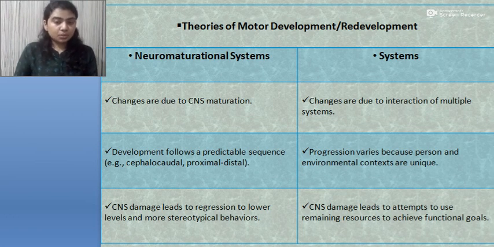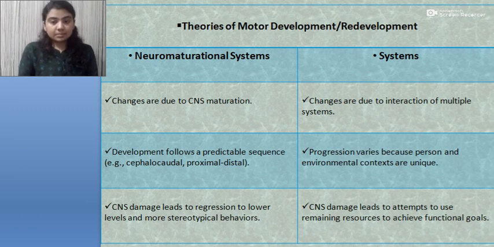If we talk about stroke, when the stroke occurs, the CNS, that is the cerebral cortex, gets damaged. So we are able to elicit the pathological reflexes, for example the ATNR, the asymmetrical tonic neck reflex. These are the primitive reflexes, and also these are the stereotypical behaviors, meaning the synergic pattern, the obligatory synergy will emerge in these patients, right? So this is the important point, that CNS damage leads to regression to lower levels and more stereotypical behaviors, right?